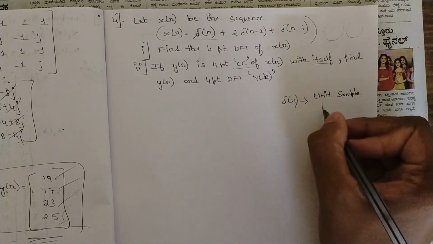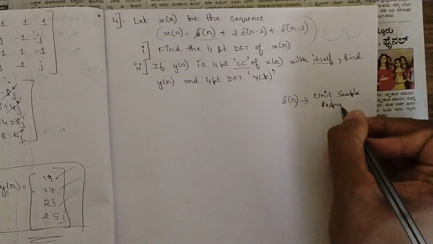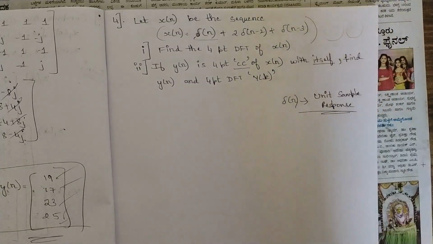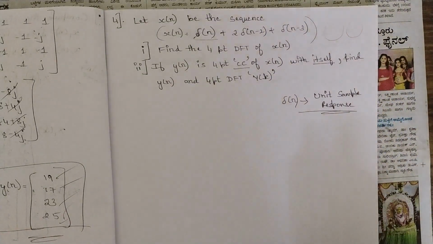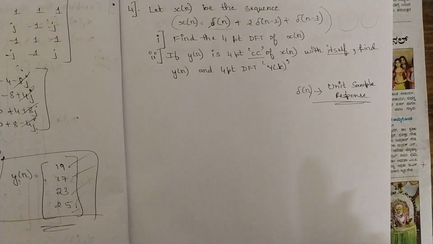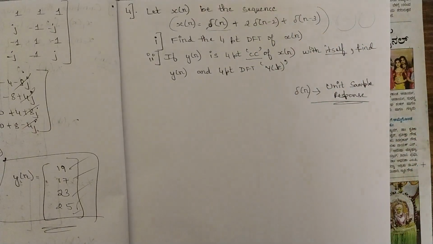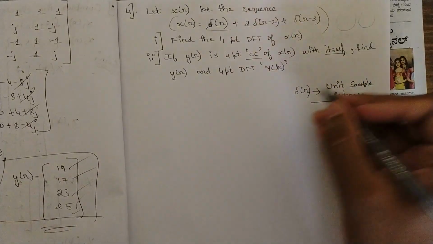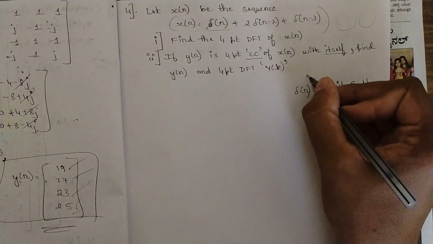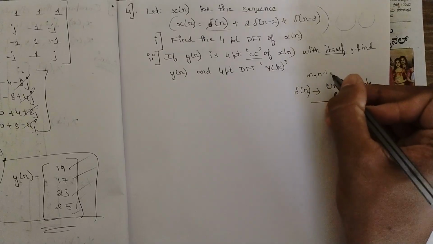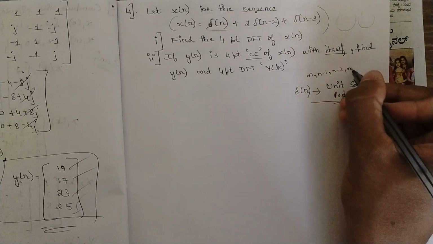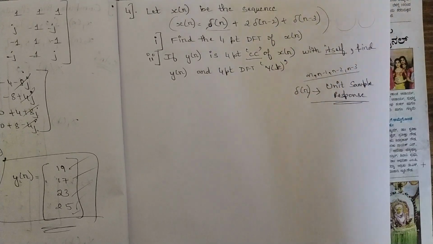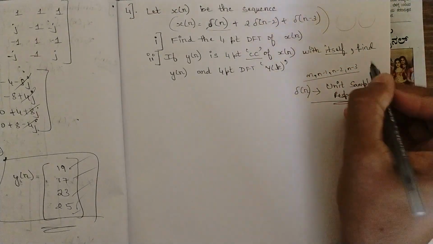This delta of n is called the unit sample response. Don't forget, keep it in your mind. So now what is this unit sample response, and using this equation how to write the sequence? That is, unit sample response would be of the order of n minus 1, n minus 2, n minus 3. So this is the sequence of unit sample response, and it goes on.